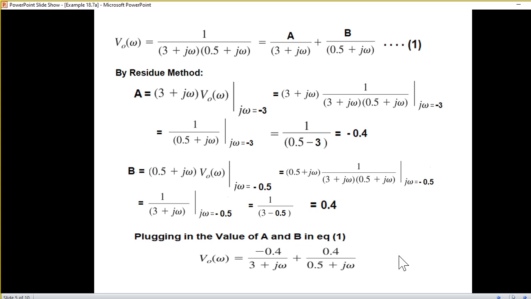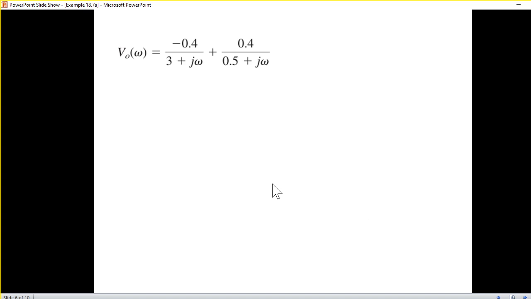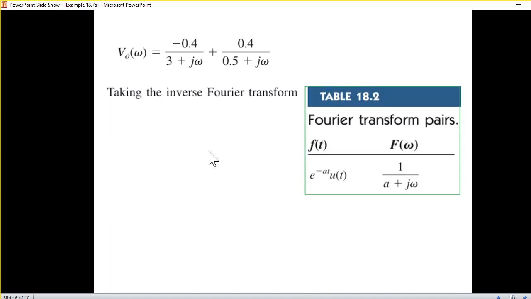And now we are ready to take the inverse Fourier transform. So again, we go back to the table. Now that we have it in this form, we'll go back to the time domain.